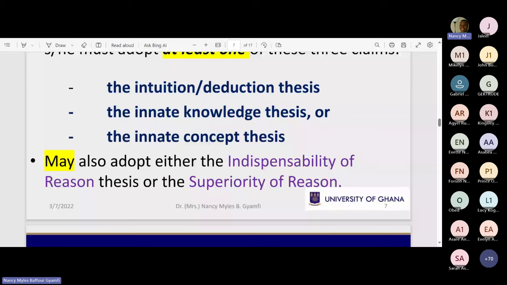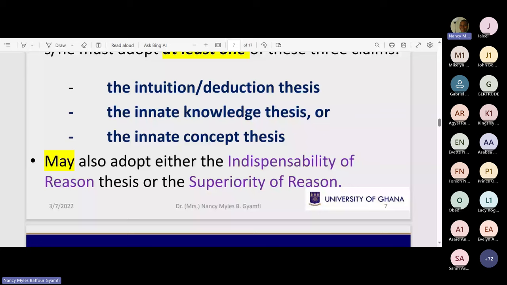And we are saying that is not necessarily the case. You don't have to be someone who says that before you qualify to be a rationalist. Why? Because you can be a rationalist and think that both reason and experience give us knowledge. Experience here means the senses. Both mind and the senses give us knowledge. You are still a rationalist, a consistent rationalist for that matter.